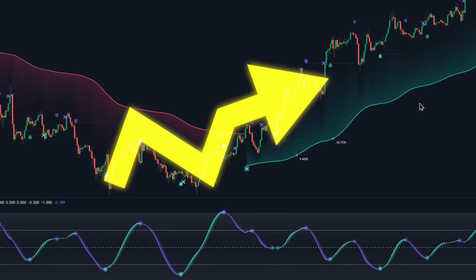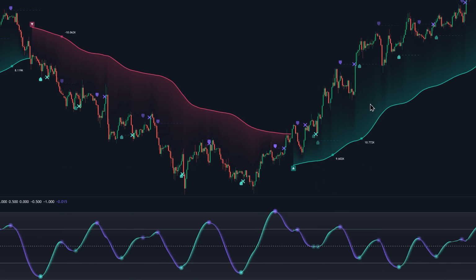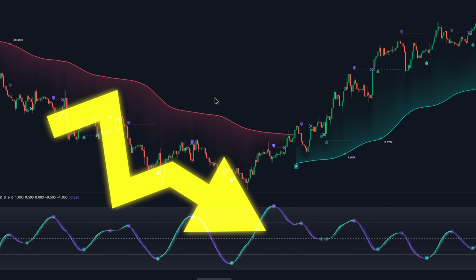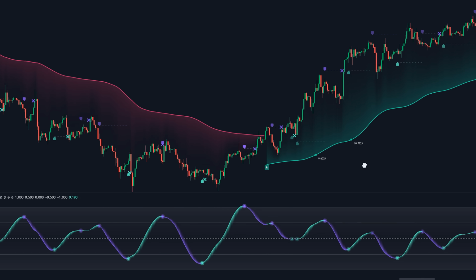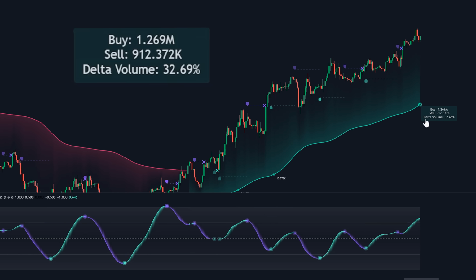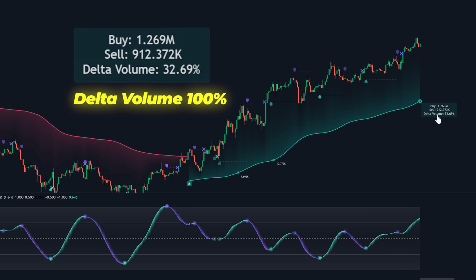A bullish trend is identified by a green trend ribbon like this. Conversely, a bearish trend is identified by a red trend ribbon like this. It also measures the trend strength using the delta volume, where a trend is considered strong enough if the delta volume is at least 20%.